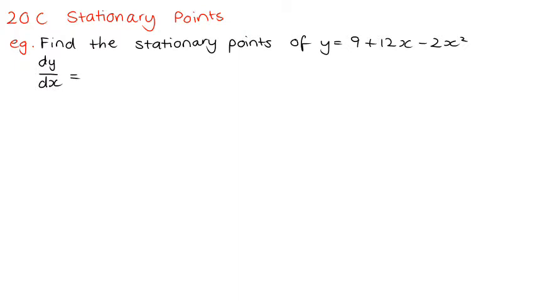Right. What's the derivative of 9? 0. Good. Derivative of 12x? 12. Good. And derivative of negative 2x squared? 4x. Good. Okay, so if we want to know when the gradient is 0, what would we do? You just make that equal 0, because we're saying when the gradient is 0, the derivative is the gradient. So when that is 0, it equals 0.